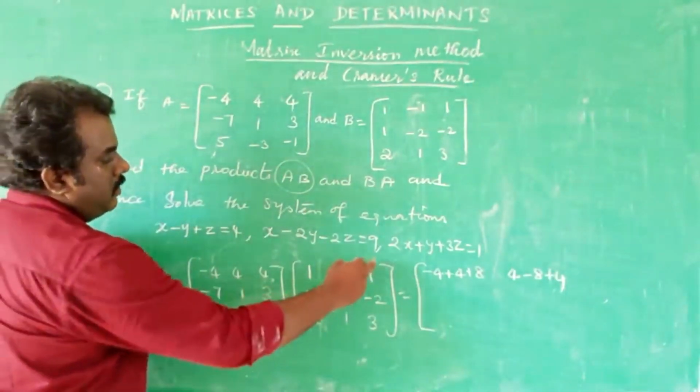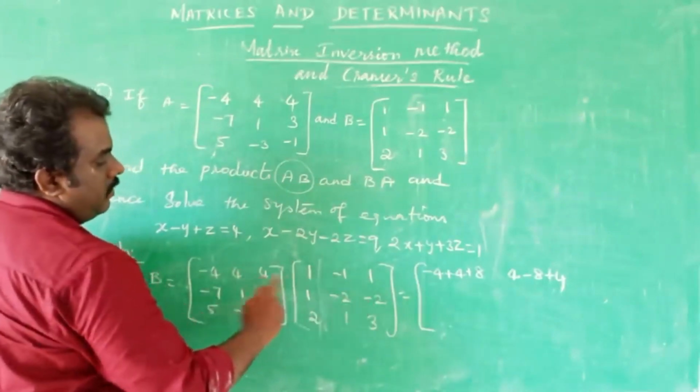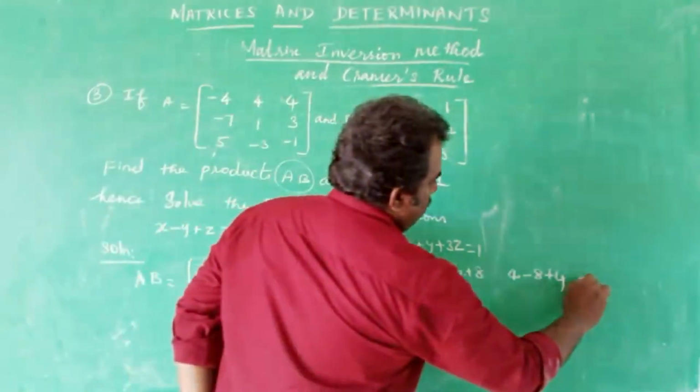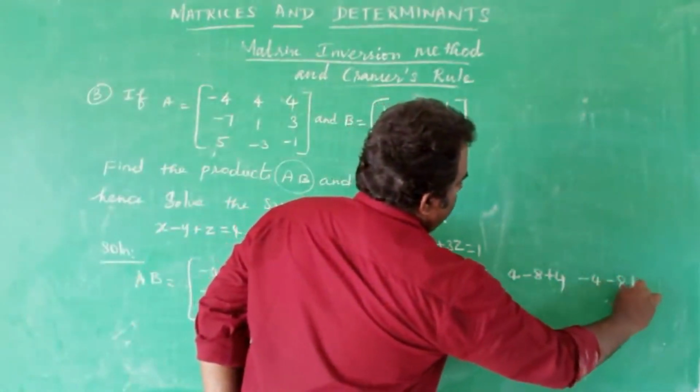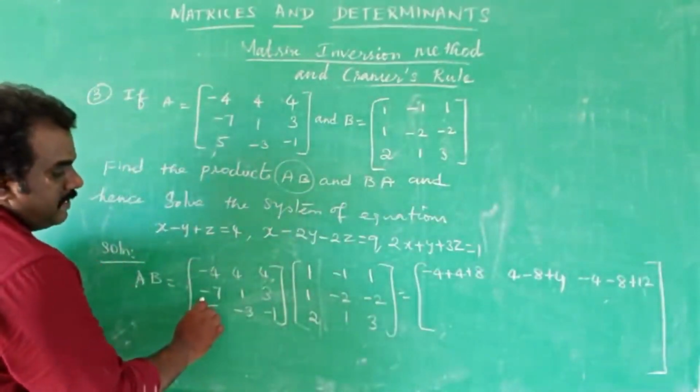Then first row, third column: minus 4, then next minus 8, plus 12. Minus 4, minus 8, plus 12. Then next, you can go for the second row.